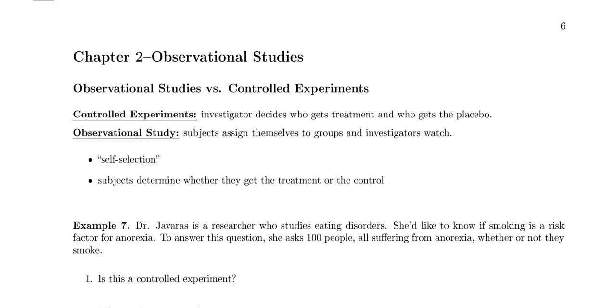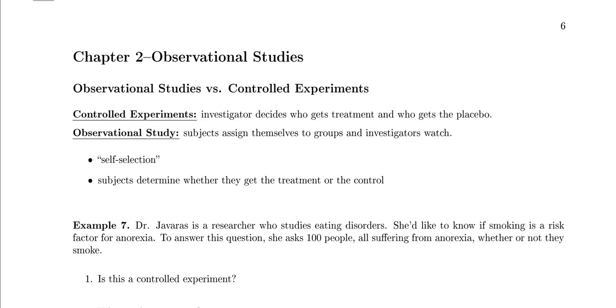So what is the difference between an observational study and the controlled experiments we talked about in the last chapter? For one, in controlled experiments, an investigator decides who gets the treatment and who gets the placebo. In an observational study, subjects assign themselves to groups, and then the investigator just sits back and watches. So again, we're going to have self-selection, because the subjects determine whether they get the treatment or the control.